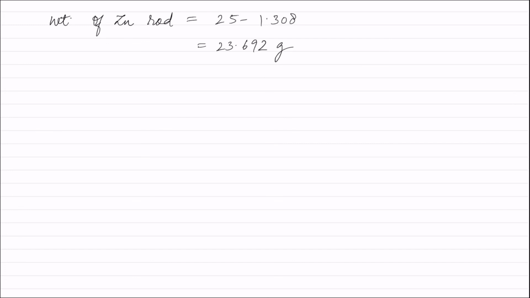Now sulfate ions do not participate in the reaction. Therefore, the molarity of sulfate ions in the solution remains the same, that is 1 M.